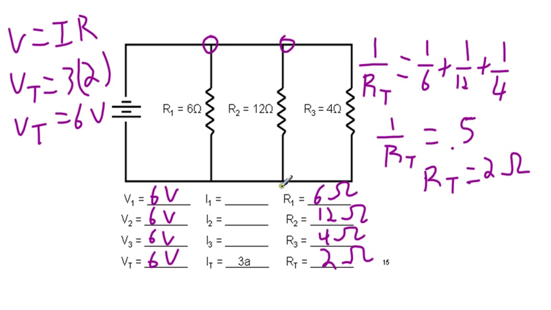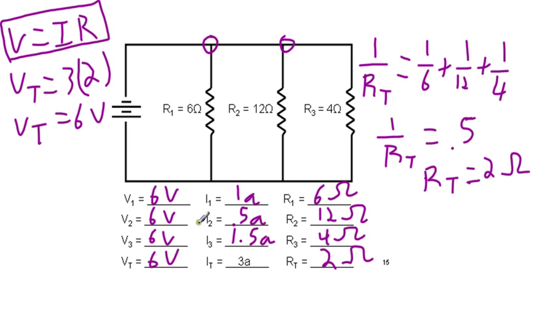And once we have that, we have 2 out of the 3 in the row, and we can begin using V equals IR once again to solve for the currents. So in this case, our current is going to be 1 amp. Our current is going to be 0.5 amps, and our current is going to be 1.5 amps going across.